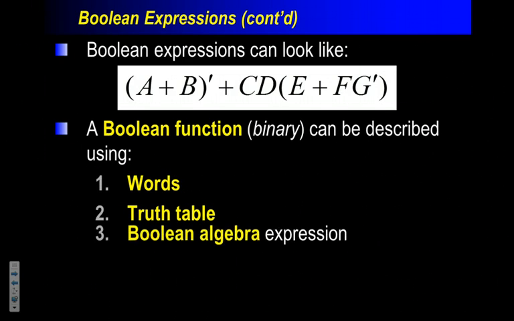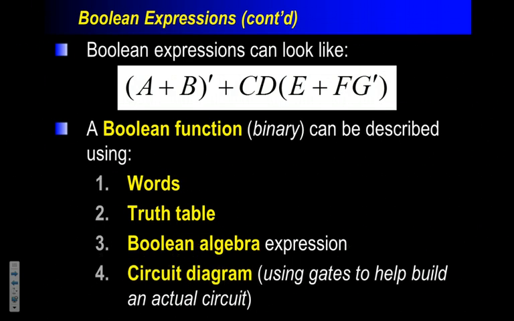Now, complicated. Okay, it can definitely get more complicated. Does anyone want to try that one? Anyone want to give it a try? How about I give it a try? A or B naught, or C and D and E or F and G naught.